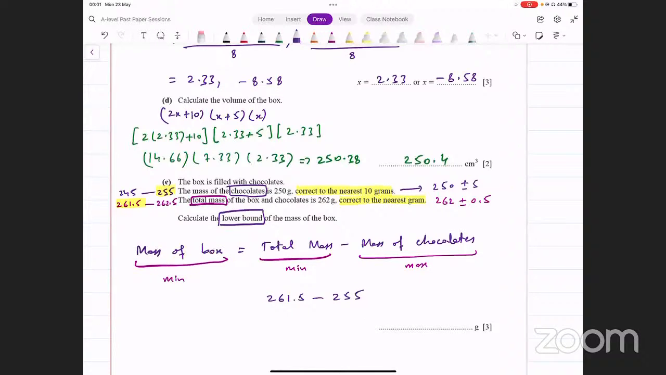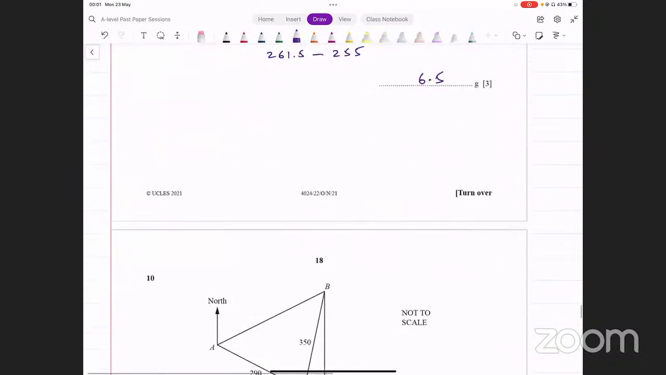ये देख लें क्या आता है. That should be 6.5 grams. That's the least possible value. That's the lower bound of the mass of the box. ठीक है? That's the last part of question number 9.